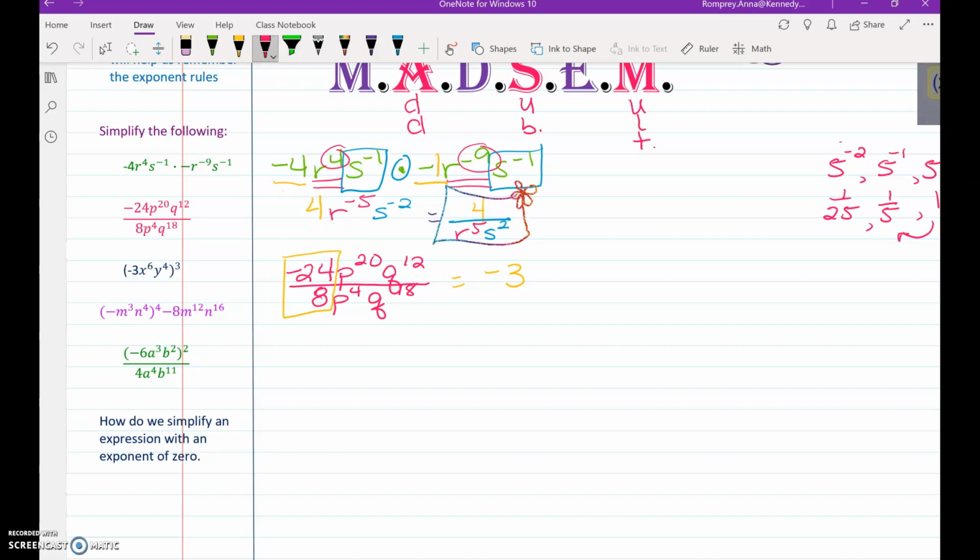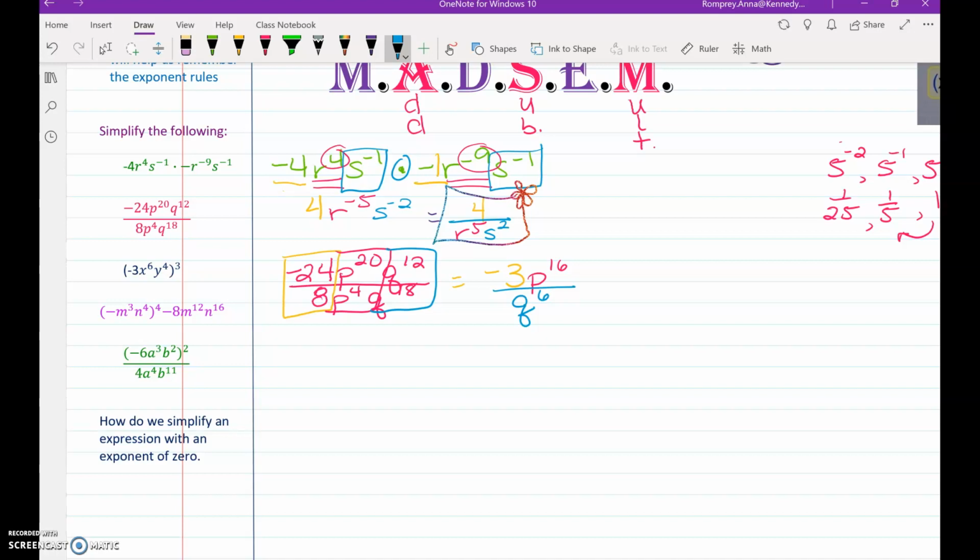So then I have, I'm trying to stick with the same colors, p to the 20th divided by p to the 4th. So again, I am dividing, so I'm going to subtract. 20 minus 4 gives me p to the 16th. Notice there are more p's in the numerator, so the p's stay in the numerator. Now we're about to get a wrench thrown into the plan because look at the q's. Where are there more q's? In the denominator. So if I want everything to stay positive, what's 18 minus 12? 6. So I have 6 q's left in the denominator.